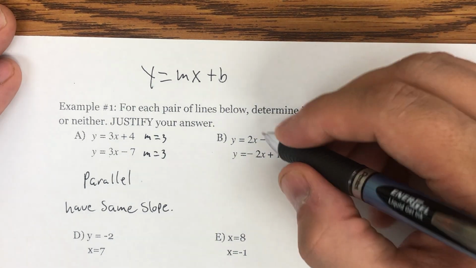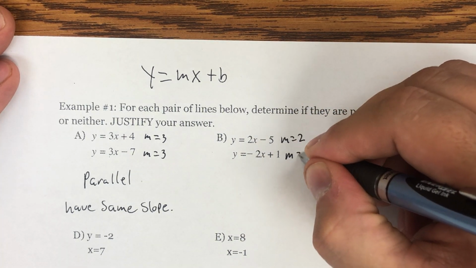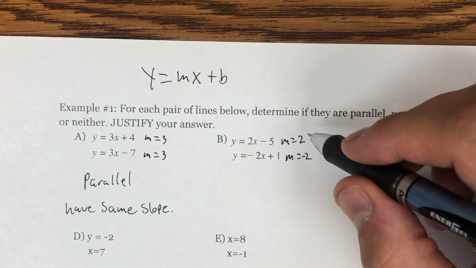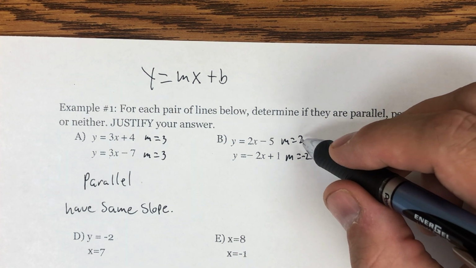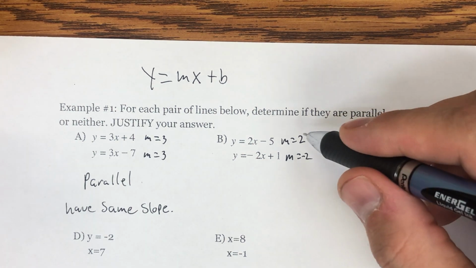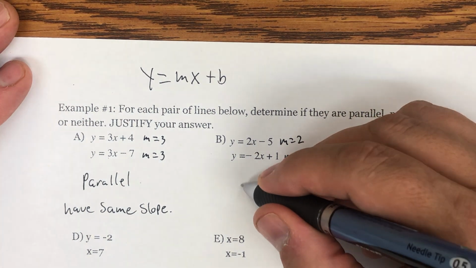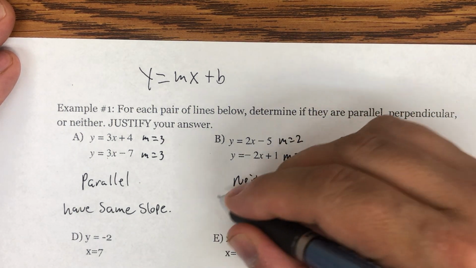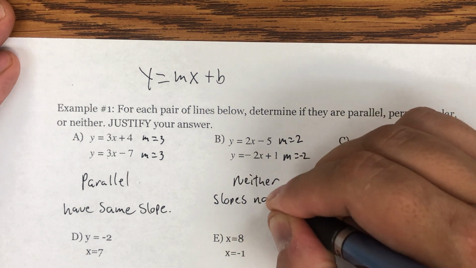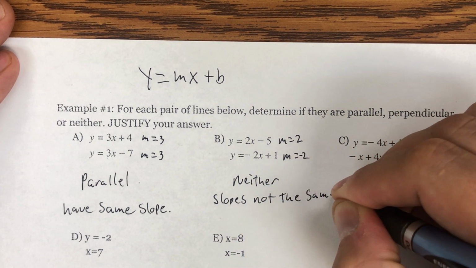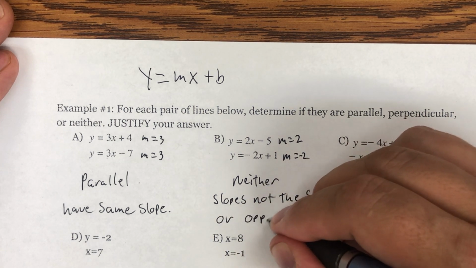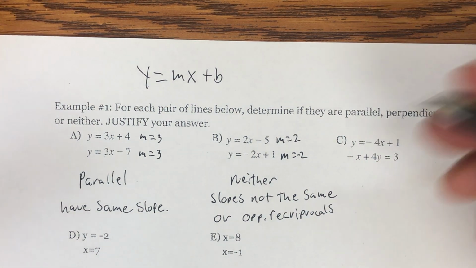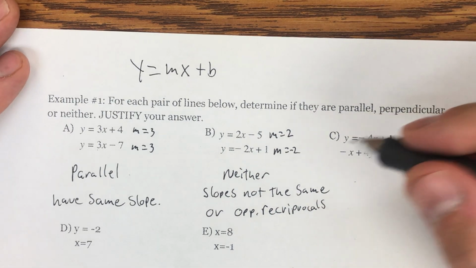Okay, here we have the slope of 2, and we have a slope of negative 2. Now, in this case, we have a positive, we have a negative, but they are not reciprocals. 2 and 2 are not reciprocals. The reciprocal of 2 is 1 over 2. So they aren't the same, they aren't opposite reciprocals, so they are neither. Okay, they just intersect somewhere. Slopes not the same or opposite reciprocals. So since it's not the same slope or an opposite reciprocal slope, it is a neither. They are not going to be parallel or perpendicular.